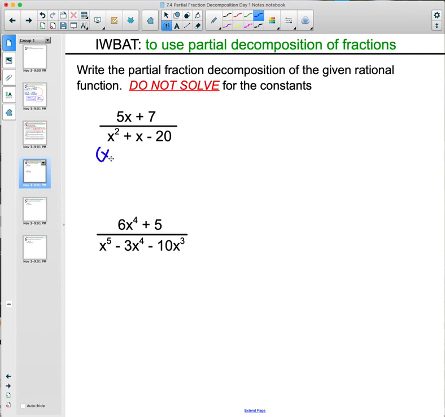So what are the factors of negative 20 that add to positive 1? So that's going to be x plus 5 and x minus 4. Maybe you remember this from our first example. It was our first example.